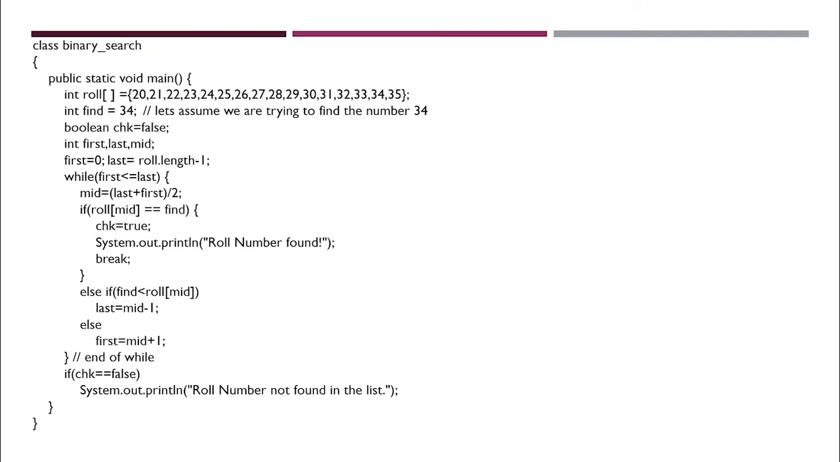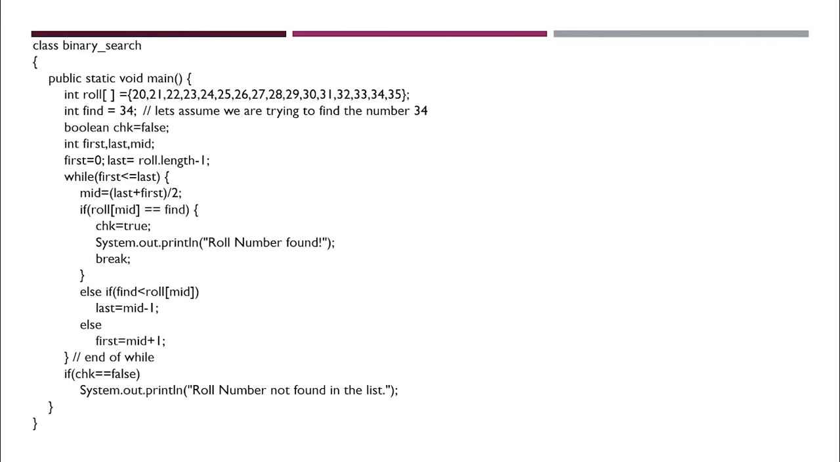Now, we create a class BinarySearch, public static void main, int roll, which is going to be, now in this example, what we're going to be doing is we're going to be trying to search through a list of roll numbers, or an array of roll numbers, to try to find a certain roll number. And we're trying to find 34 in this example. And we keep a Boolean variable, check, which is equal to false. Now int first, last, mid; first is equal to 0, last is equal to roll.length minus 1. Okay, just as I told you in the algorithm.